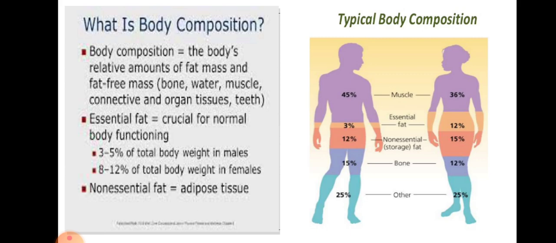When we speak about body composition, it is the body's relative amount of fat mass and fat-free mass, the bone, water, muscle, connective, and organ tissues, and teeth. Essential fat, crucial for normal body functioning. Okay, so I have here the typical body compositions. If you're going to take a look, it has a big difference for the muscles between male and female.